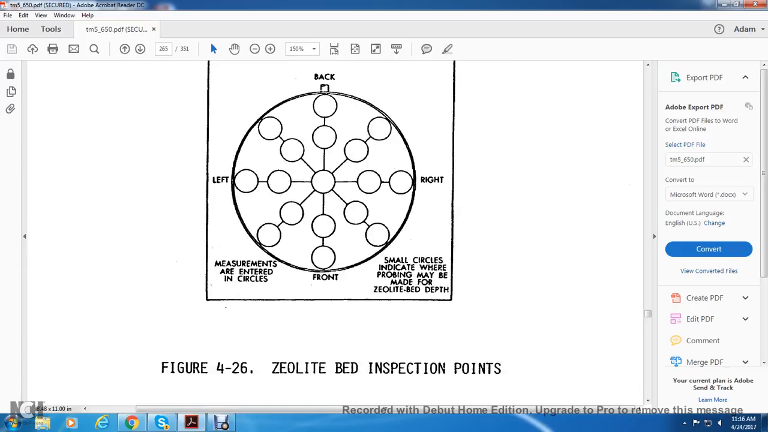Figure 426 shows the zeolite bed installations, back, left, right, front. Measurements are entered in the circles, and small circles indicate where the probing may be made for the zeolite bed depth.